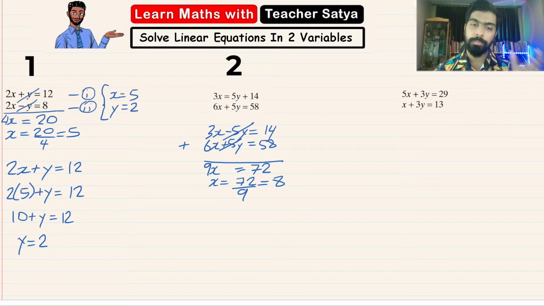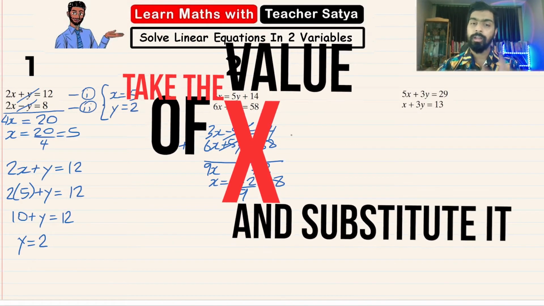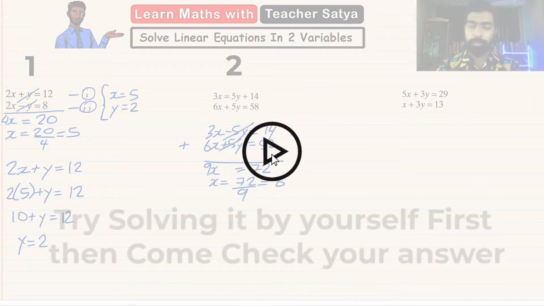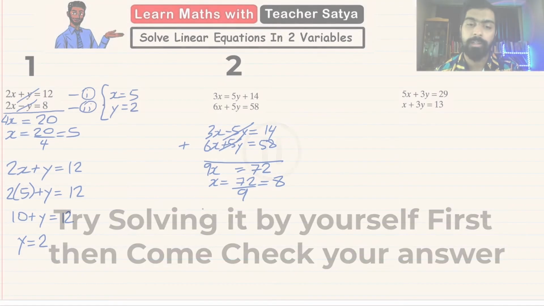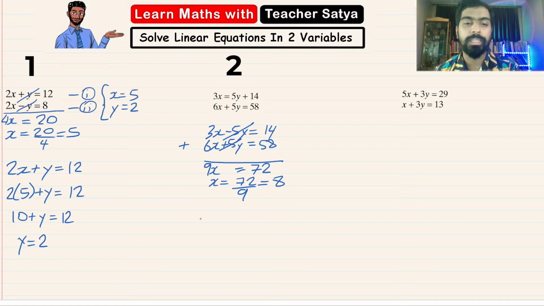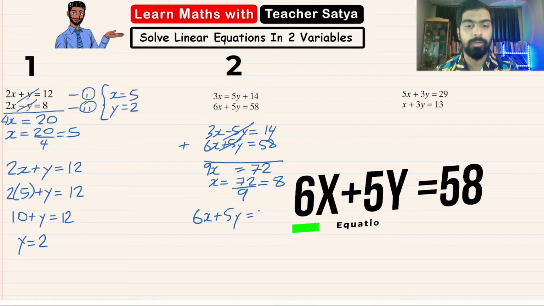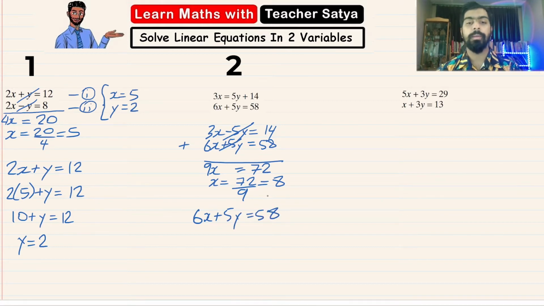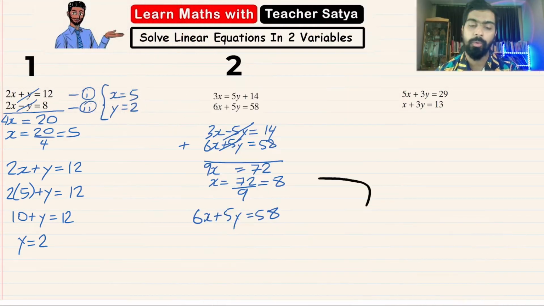Now what we are going to do is, like the previous question, take the value of x and substitute in any of the equations. Now I would highly suggest you press the pause button, try and solve it by yourself for y, and come and check if you got the answer correctly. All right guys, now let's say I'm going to choose equation number 2. So what I have, 6x plus 5y is equal to 58, right guys? Now I am going to substitute the value of x in this equation. So I'm going to have 6 multiplied with 8 plus 5y is equal to 58, right guys?